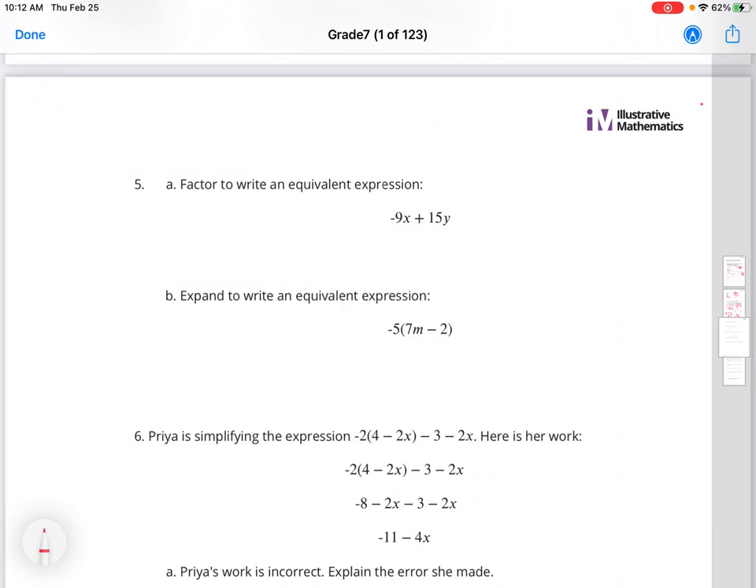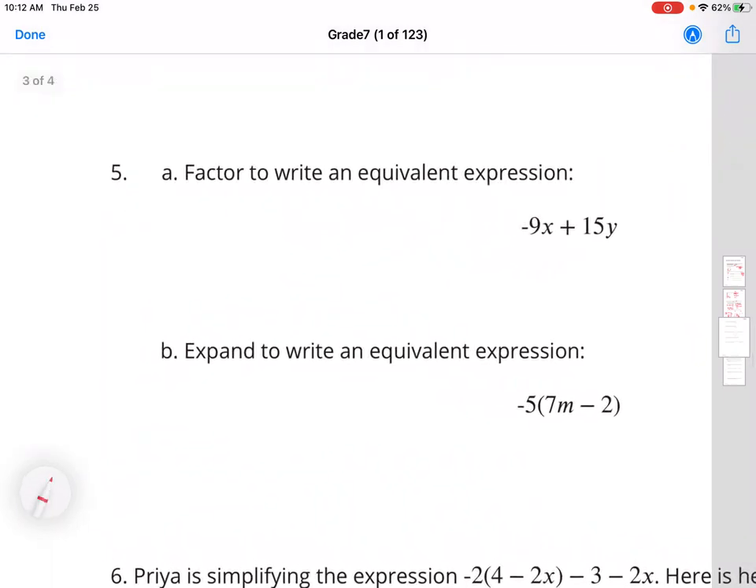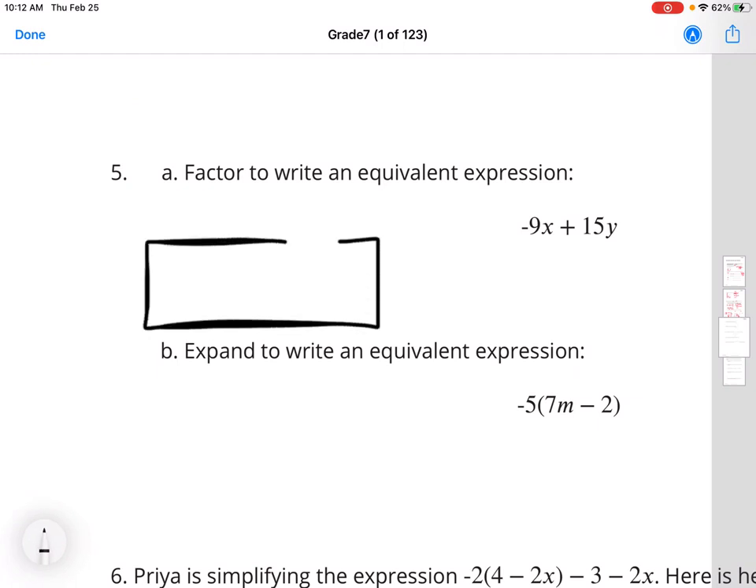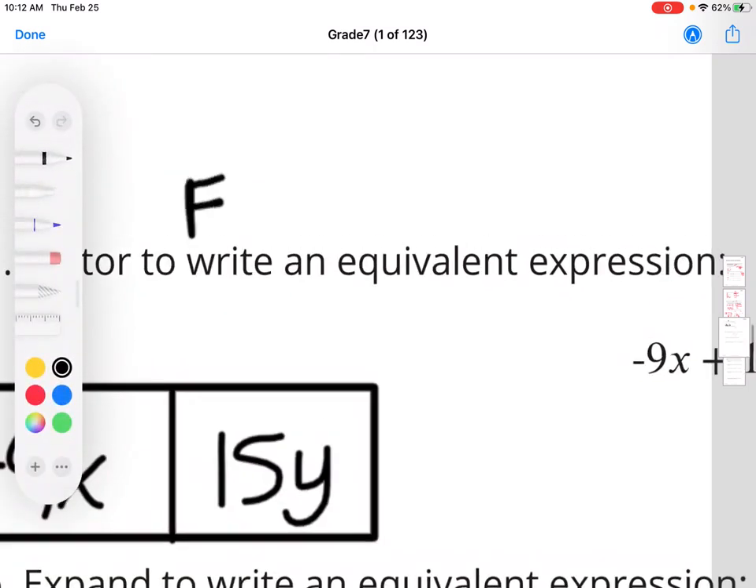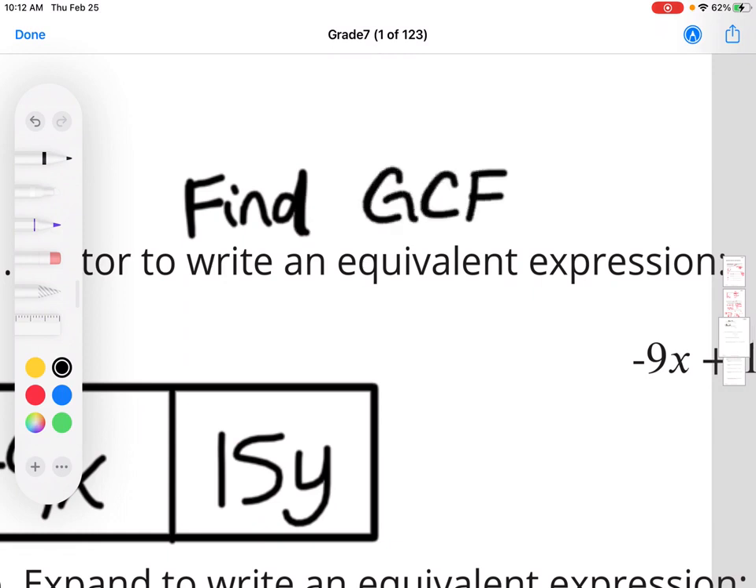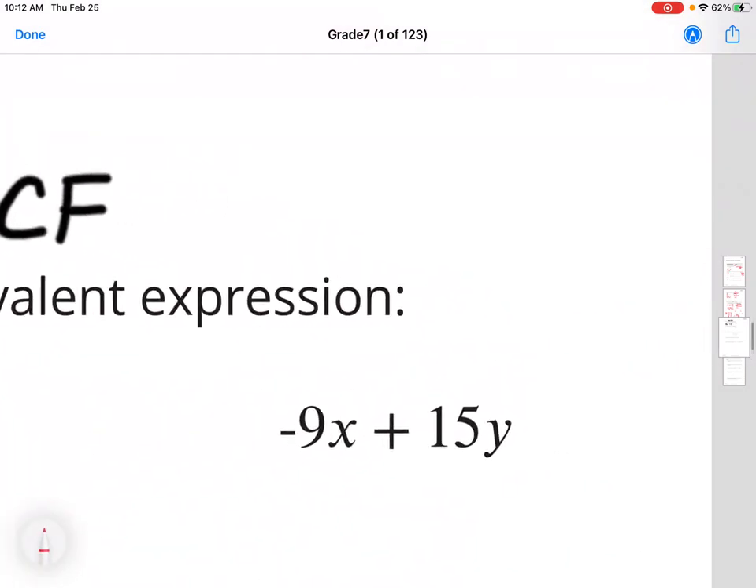Number 5 says factor to write an equivalent expression. So we've mostly been expanding expressions like on B. So thinking about my expression, so I have negative 9x is one term, and my second term is positive 15x, or 15y, sorry. So to factor, I need to first find the greatest common factor, which means I need to figure out what the largest number is that I could divide evenly into both numbers.